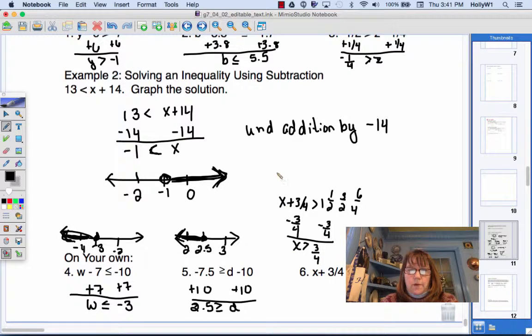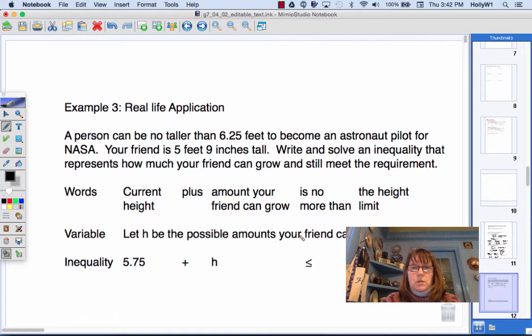And if we were to graph that, I'm going to put this up here. Hopefully this is above my video. 3/4 is there. 1 is here. And 0 will be way over there. And it's not equal to it, so it's an open circle. And x is greater than, so we're going this way. Okay, let's try the next page.